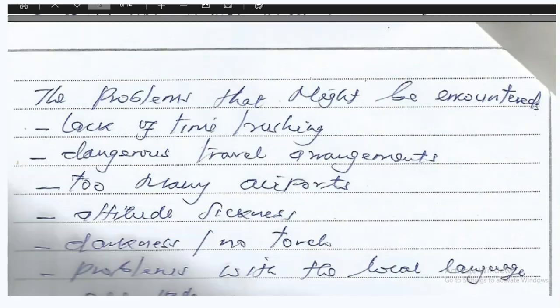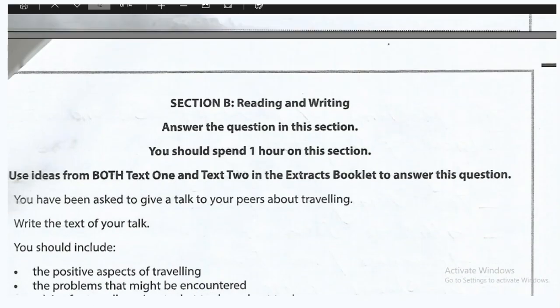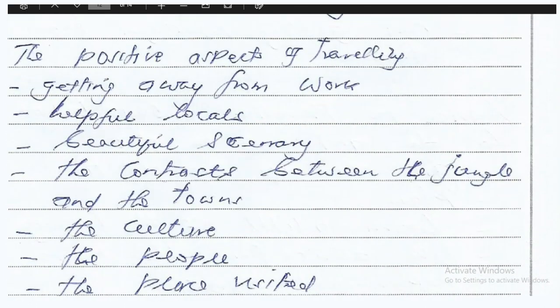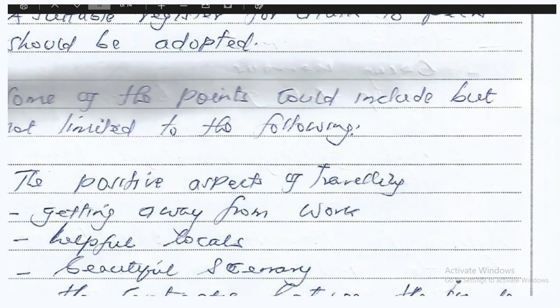Some of the points could be, as we are seeing here, over here. Just let me scroll down a bit. I don't know if you're able to see this or it's problematic. Yeah, some of the points could include, but are not limited to, the following: the positive aspects of traveling. Because we are generating our points, we look at our bullet, the positive aspects of traveling, and here we get things like getting away from work. That is one positive aspect.